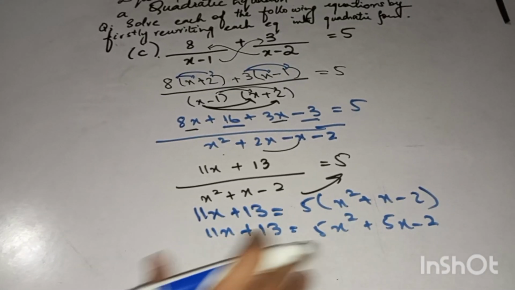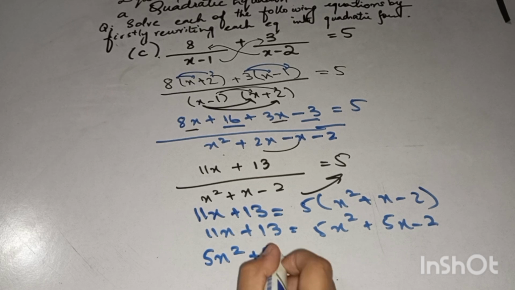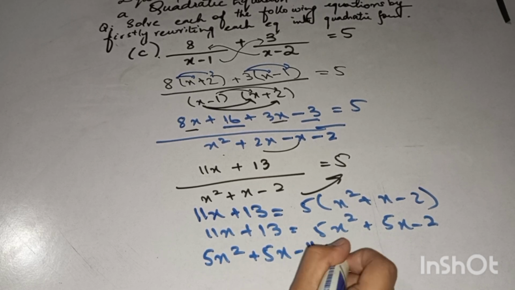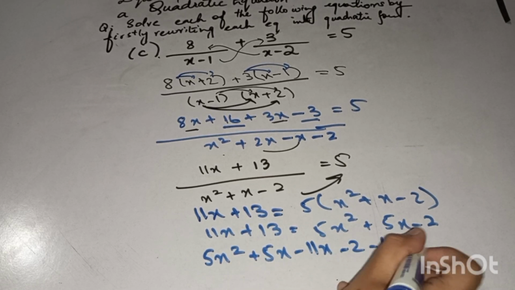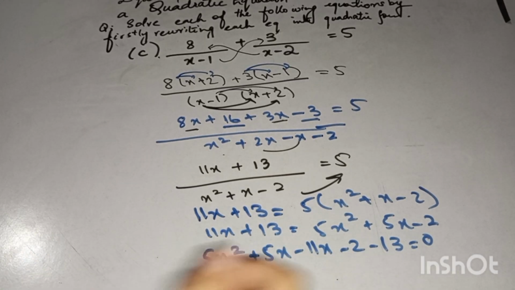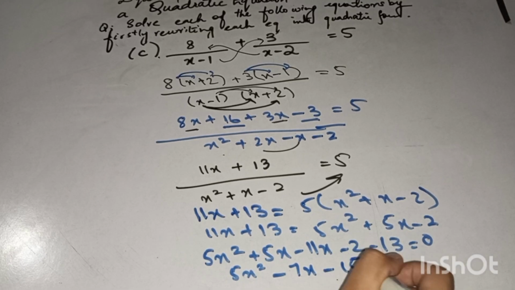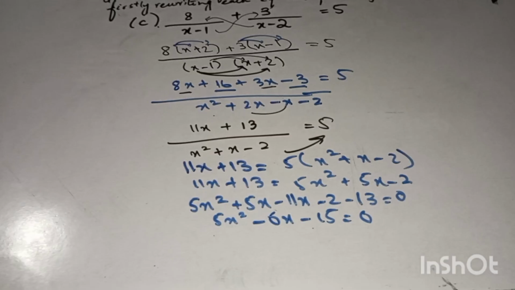And now you can put all of the things on one side. So 5x square plus 5x minus 11x minus 2 minus 13 equals 0. 5x square minus this you will get 7x minus 15. Okay, here 6 will come, 7 will not come.